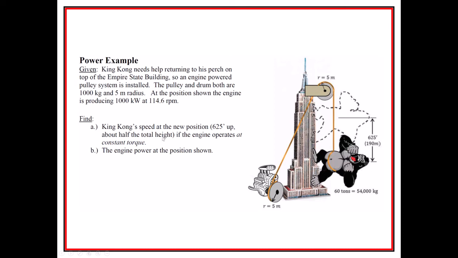And at this position, the engine produces 1,000 kilowatts at 114.6 RPM, which seems like a very specific RPM. And the pulley and the drum are both 1,000 kilograms and 5-meter radius, which is huge. We want to find King Kong's speed at the new position, if the engine operates at constant torque. So the engine is going to have the same torque all the way through as it's moving. It doesn't mean it's going to have the same speed, right? Because I believe it's going to be increasing speed. So we want to find the engine power at the end.